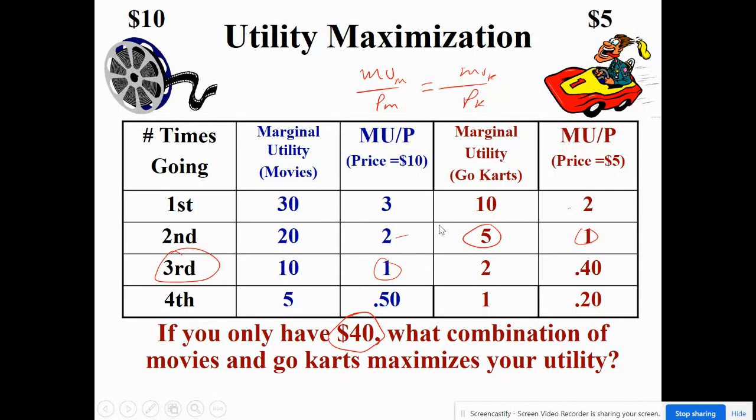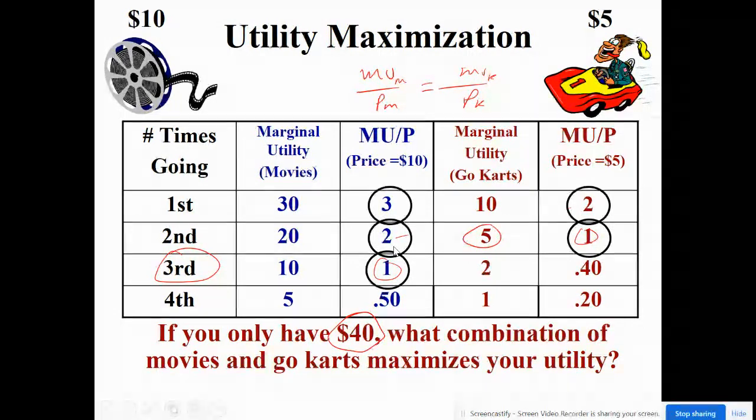Now, if we had more money, the next thing we would do is compare the fourth movie, which is a 0.5, with the third go-kart, which was a 0.4. We get more satisfaction per dollar on the fourth movie than on the go-kart, so we would do that. We want to go where we're getting the greatest amount of satisfaction. So we're going to go to 3 movies and 2 go-karts, and that's our $40 budget constraint.